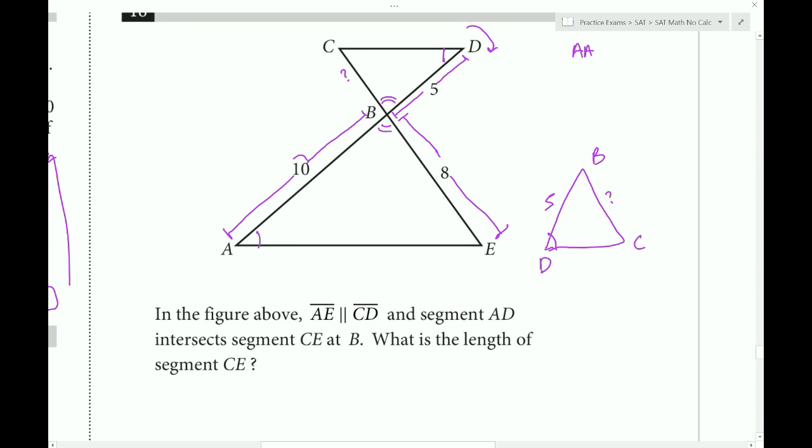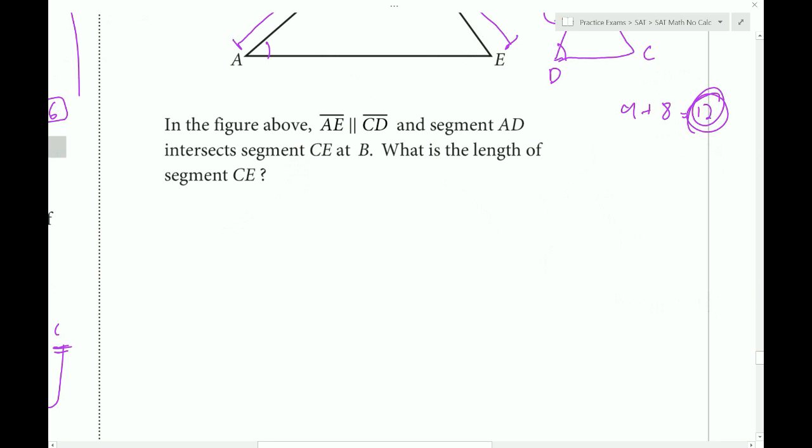And so we can actually set up a proportion using the sides. 10 is to 5 as 8 is to question mark. Solve for question mark, we get 10 question mark equals 40. Divide by 10, we get question mark equals 4. But we're not looking for question mark, we're looking for the total. And the total of CE would be 4 that we just found, plus 8, which is 12. Okay.